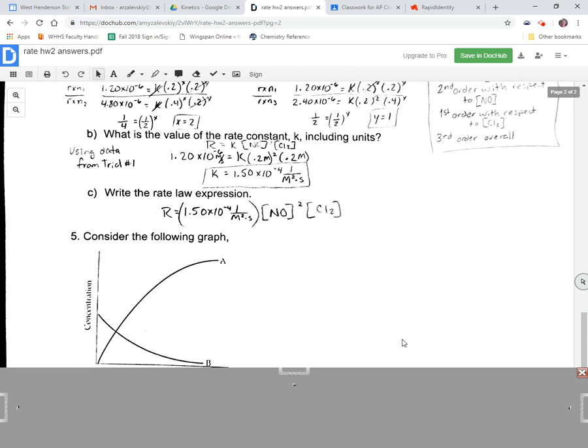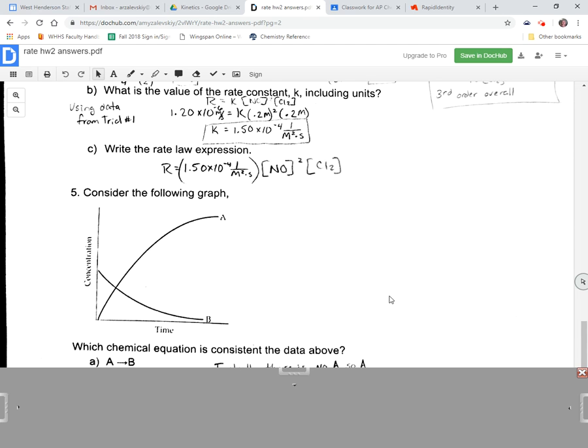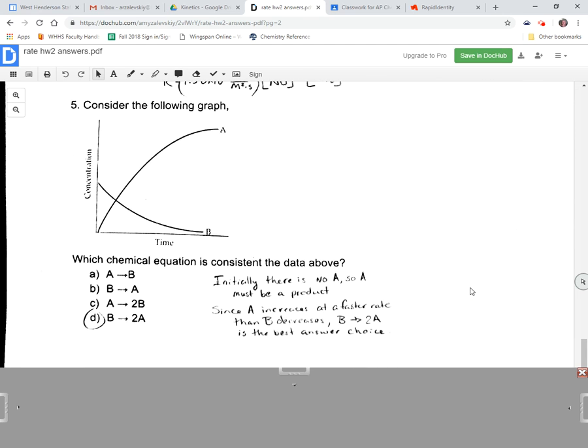All right, then it asks you to consider this graph here in number 5, and asks which chemical equation would be consistent with this data. I came up with D. Initially, there is no A, so A must be a product. So it starts here and builds as time goes on. So that means B must be my reactant. So that eliminated A and C. And since A increases at a faster rate than B decreases, B yields 2A is the best answer choice. You can see how much this decreases compared to how much this increases.